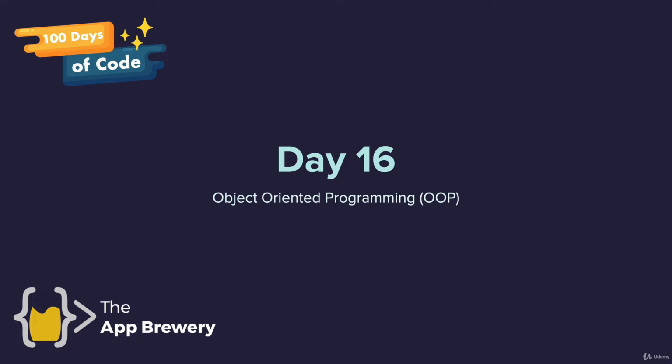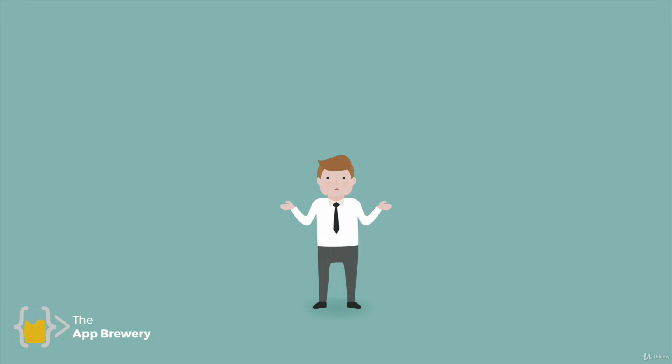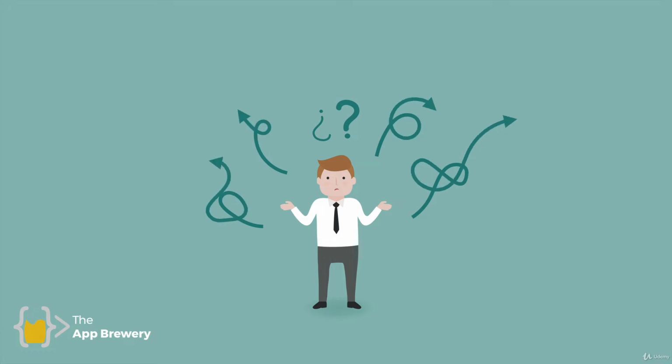Now, today we're going to be pulling out the big guns. We're going to be learning about object-oriented programming, otherwise known as OOP. Why are we learning about it? Well, if you think back to yesterday's project, some of you, I'm sure, at some point during the project would have had this feeling of, what on earth is going on with my code?